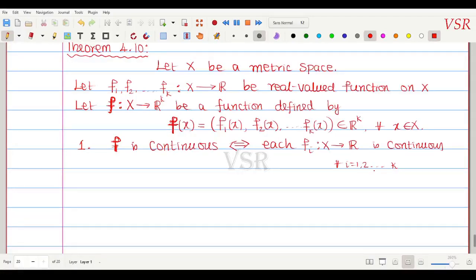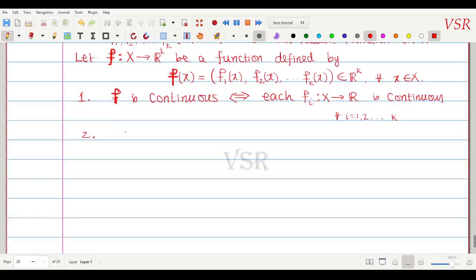And the second statement, we are going to prove the second statement. Suppose f is a function from X to R power k, and g is a function from X to R power k. Okay, f and g are continuous functions.